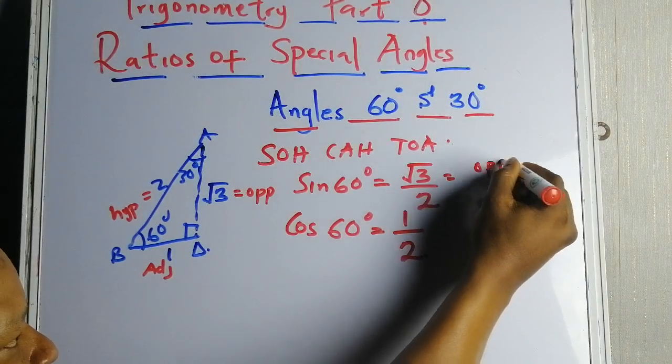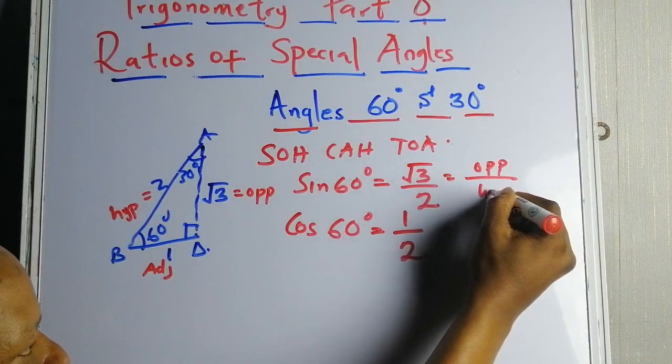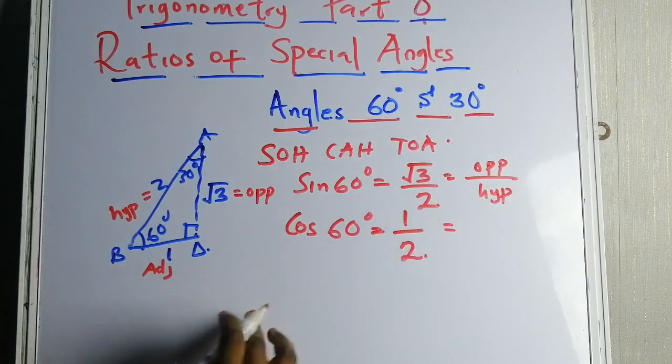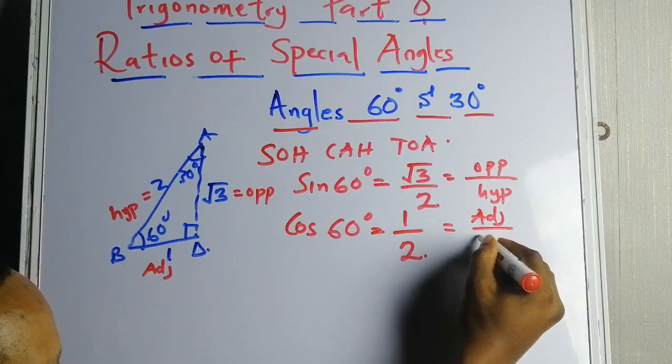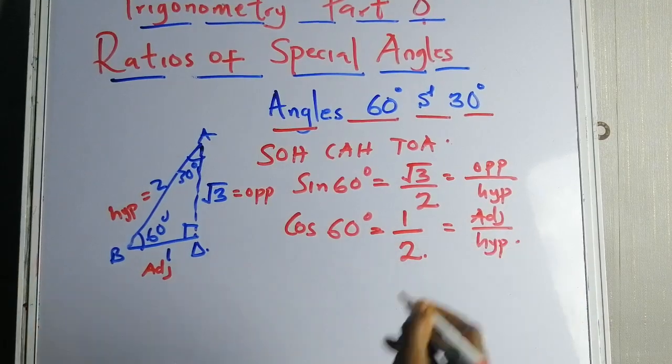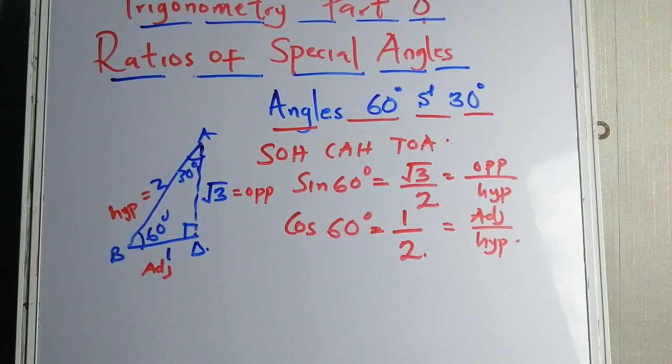So don't forget, sine 60 is opposite over hypotenuse, and this one, cos, is adjacent over hypotenuse. They can ask you in your theory question: show that sine 60 degree equals root 3 over 2, show that cos 60 degree equals 1 over 2. It's just simple. Don't forget the angle you are supposed to use.